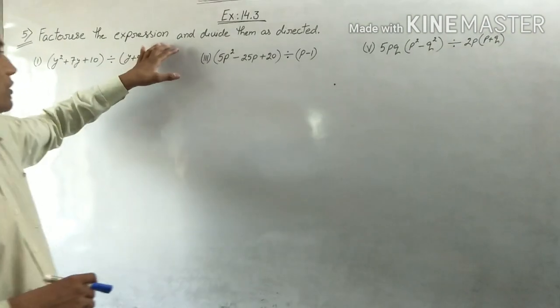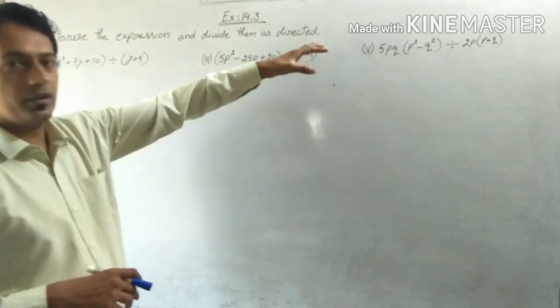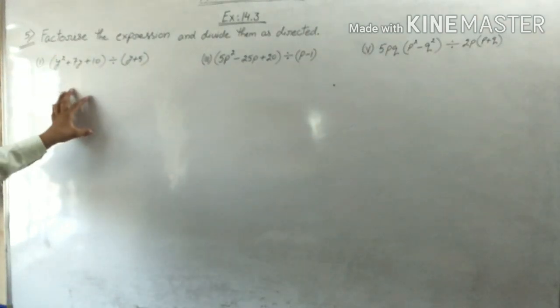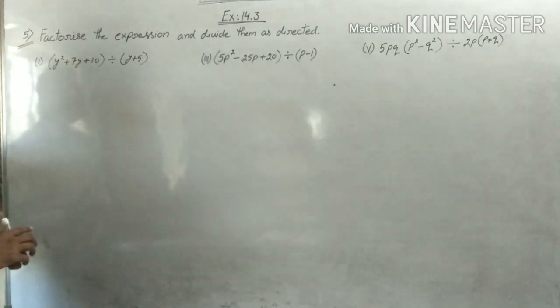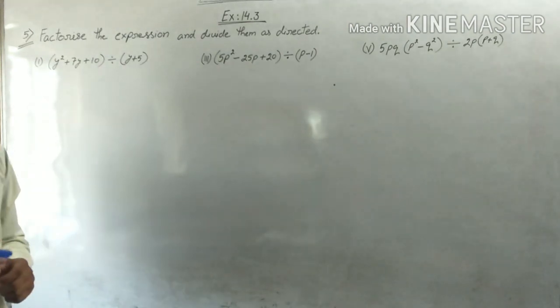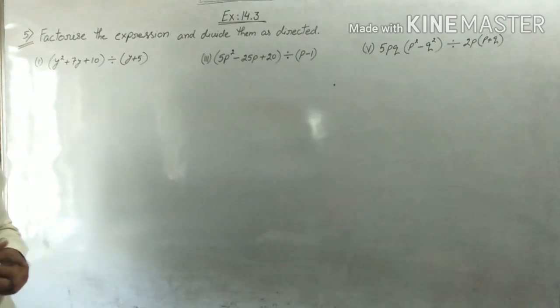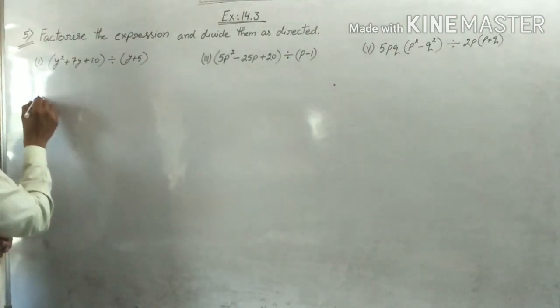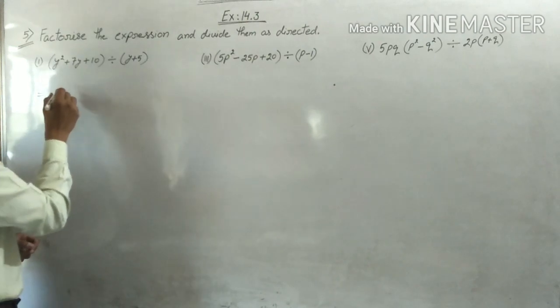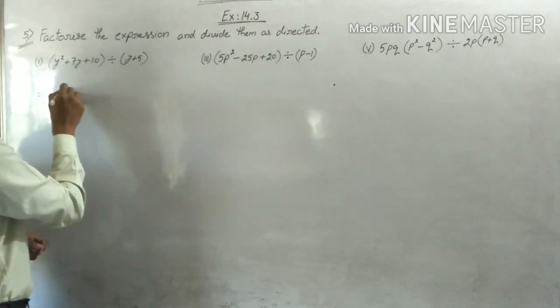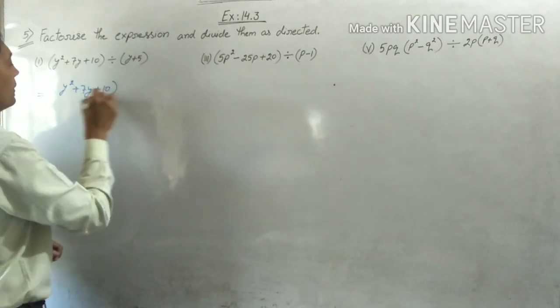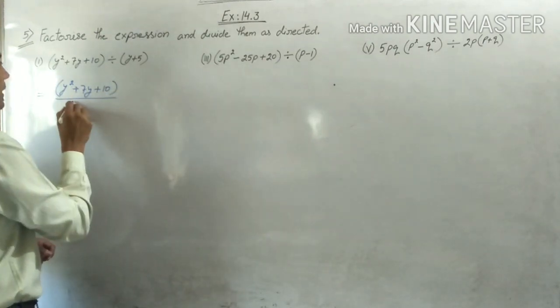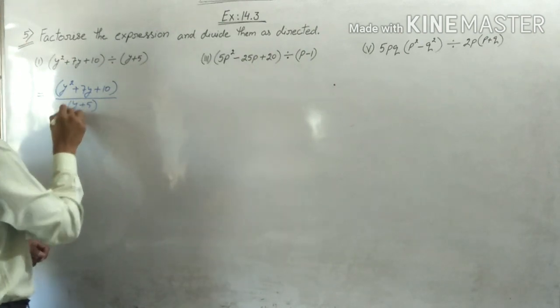Okay students, now question number 4, which says factorize the expressions and divide them as directed. That means first of all we need to factorize them and then we need to divide them. Now here we need to use the factorization by splitting the middle term method. Let's see how we are going to do this. First of all we need to write this expression in the numerator and the denominator format. So y square plus 7y plus 10, whole thing divided by y plus 5.